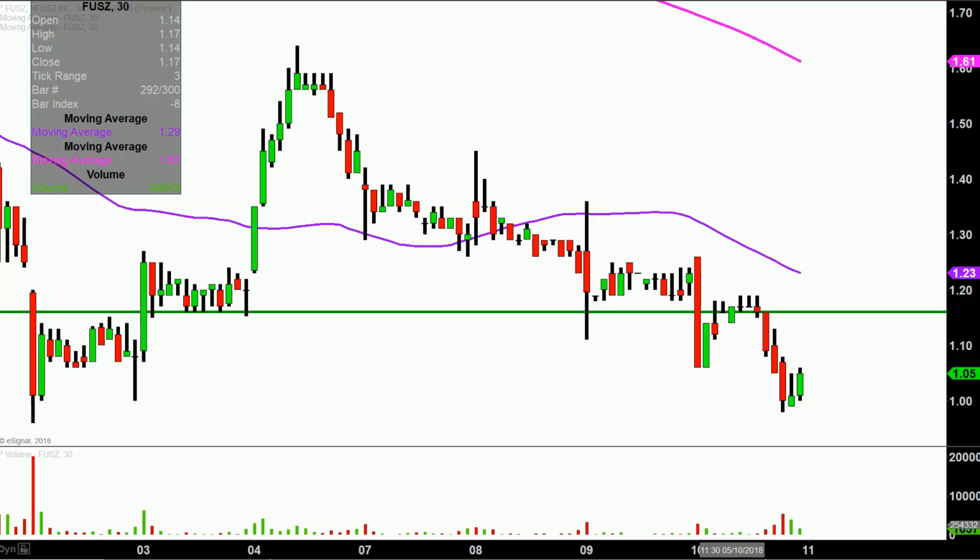Real quick, what do I mean by 30-minute in case maybe you're new to charts? Instead of each one of these candlesticks here representing one day's worth of price action, which is what you would normally see, each one represents 30 minutes. So while this here may look like several days' worth of time, it's actually today's price action broken down into 30-minute time slices. I like to do this time frame.